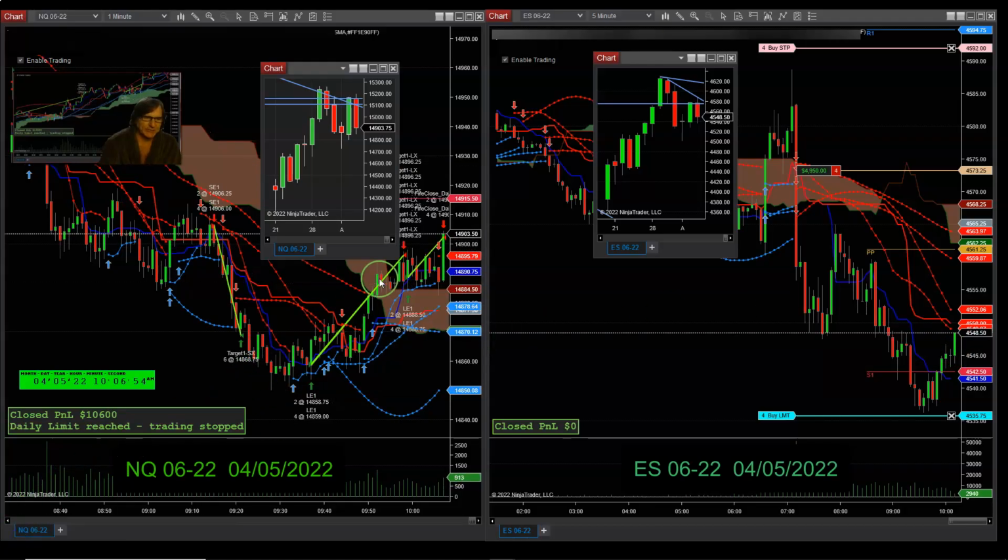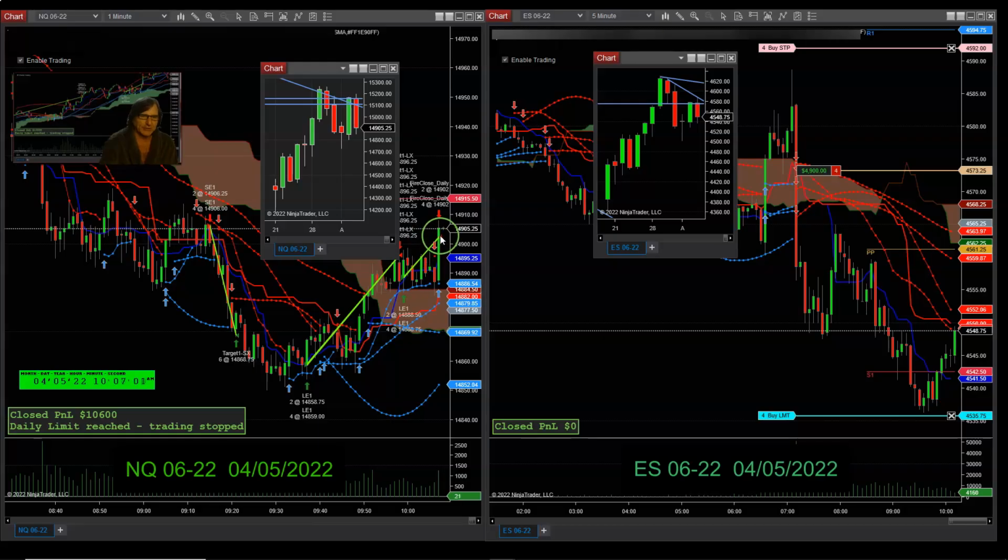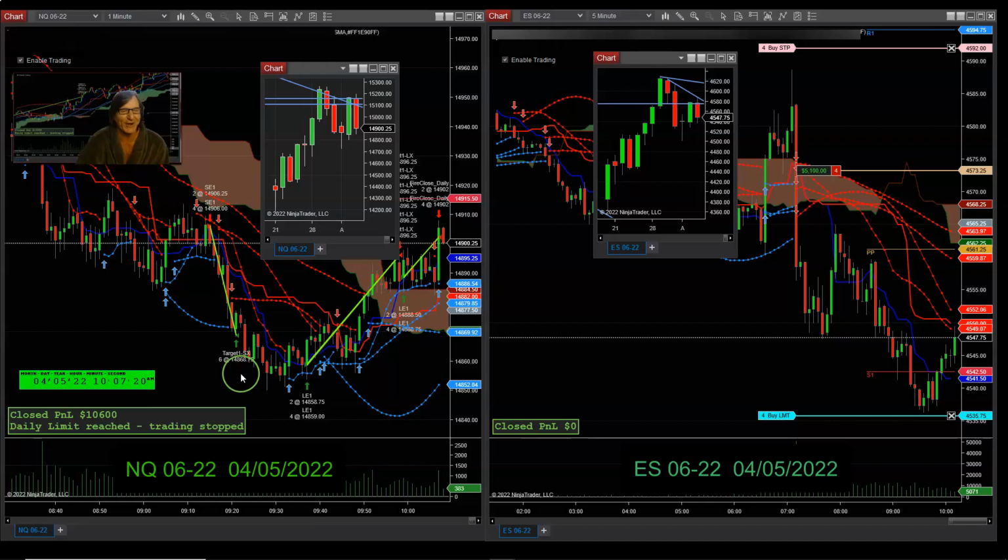Okay, checking this trade out, and there it was. We hit it just kind of like we thought we would there. Hit our target right there for the day on the NQ, 622 on April 5th, 2022 at 10:07. Max daily limit reached, trading stop. So every trader loves to see this. Automatic trading is off the hook. So I'm a very happy trader.